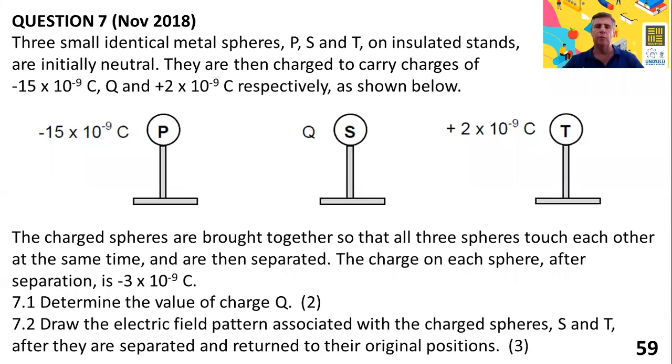Right, so let's start with November 2018. This was a long question for 19 marks, quite a few different parts. So, 3 small identical metal spheres. They're on insulated stands to make sure that they can hold a charge.